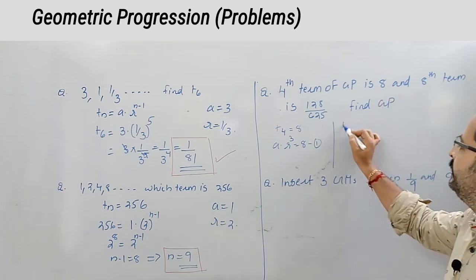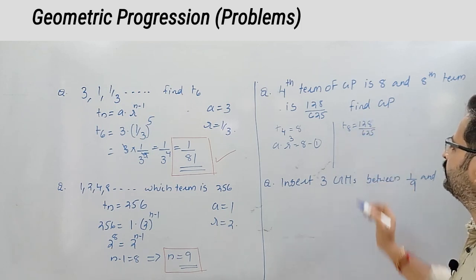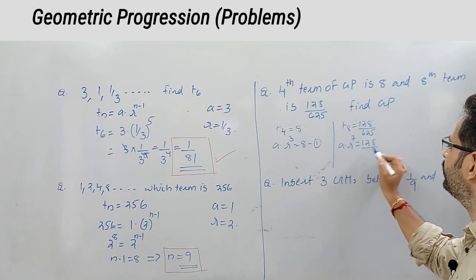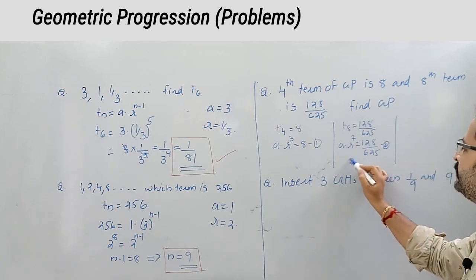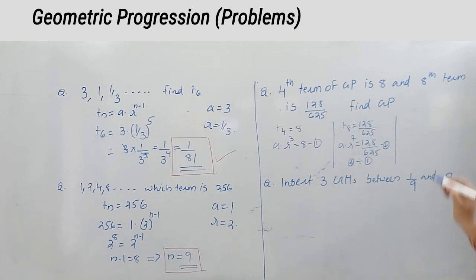Now the eighth term T8 is equal to 128 divided by 625. T8 can be written as A into R raised to 7 is equal to 128 divided by 625. Let it be equation number 2. Then equation 2 divided by equation 1. That means A into R raised to 7 divided by A into R cube is equal to 128 divided by 625 into 8.